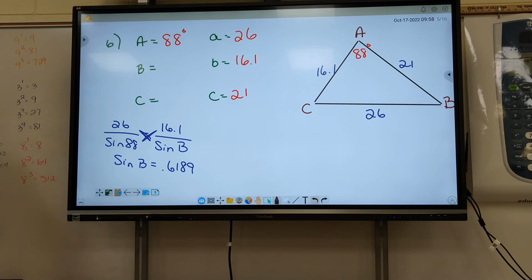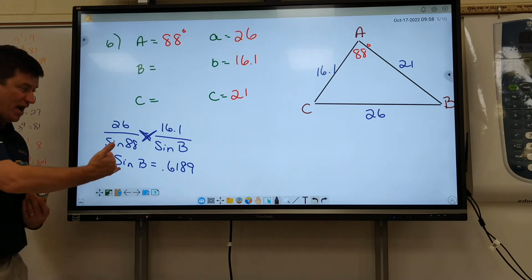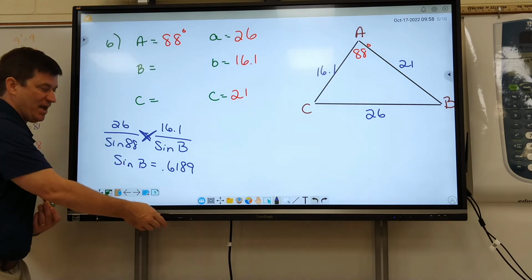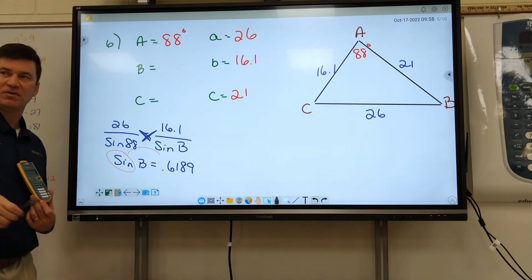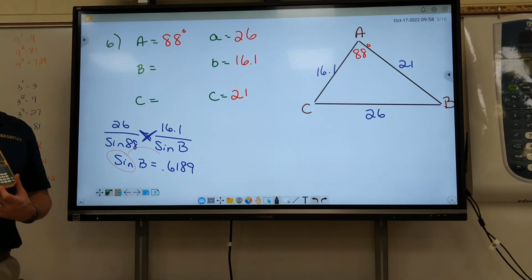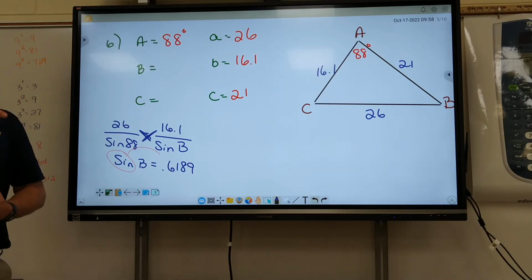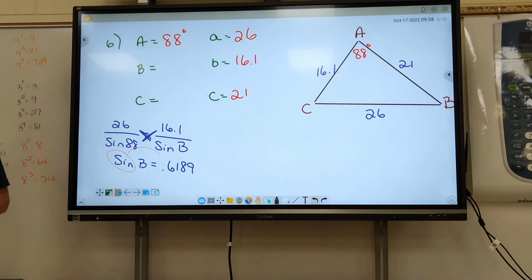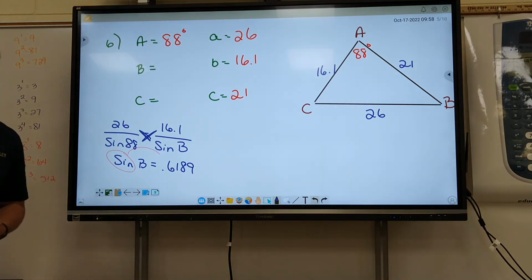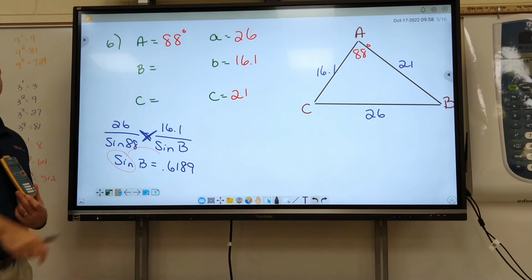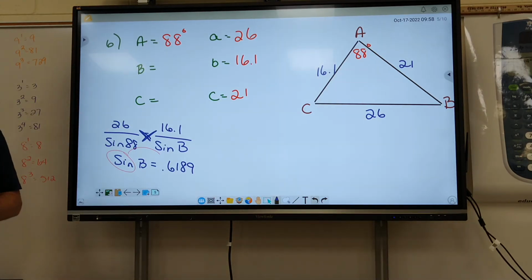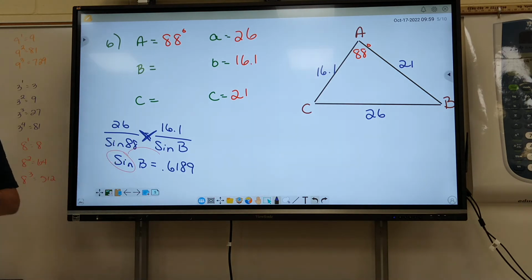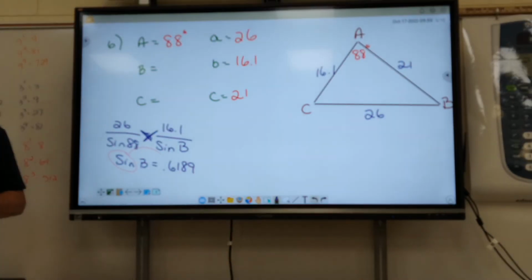One thing that we have not included this time, we still got a sine that we have to deal with. When you have to find an angle, what happens when you move sine over? You have to do sine -1, just like we did all last week. So you have to do sine -1 of 0.6189, and since I'm finding an angle, I've got to make it degrees and minutes. So you do have to show the extra step.